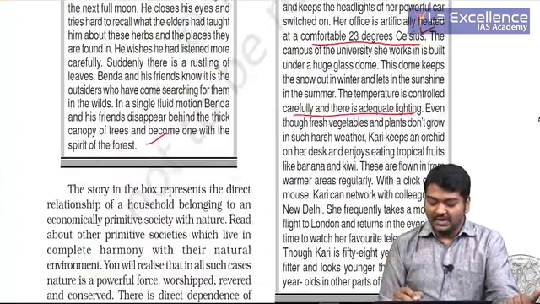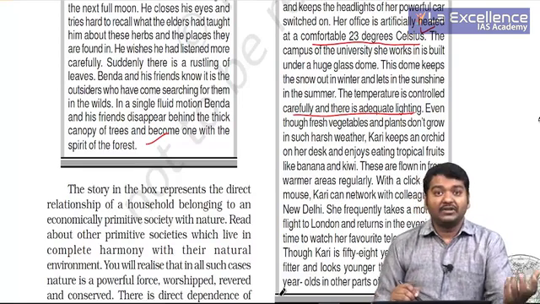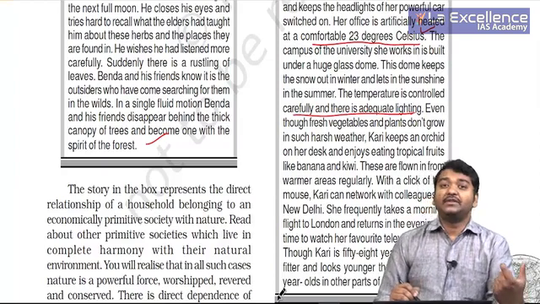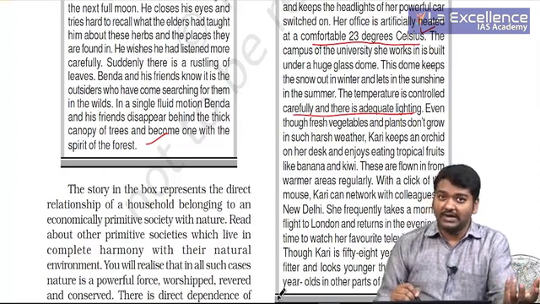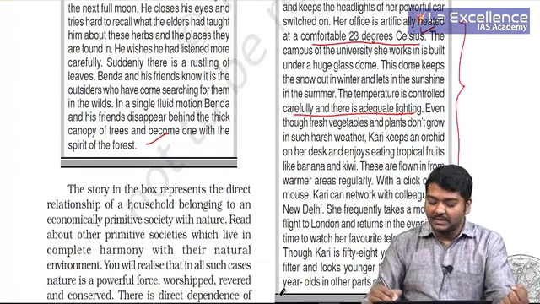The temperature is controlled and there is adequate lighting, and they try to keep vegetables and all this according to their own convenience. It is not the nature which decides what it has to grow, but it is the human beings. Here we are talking about possibilism.